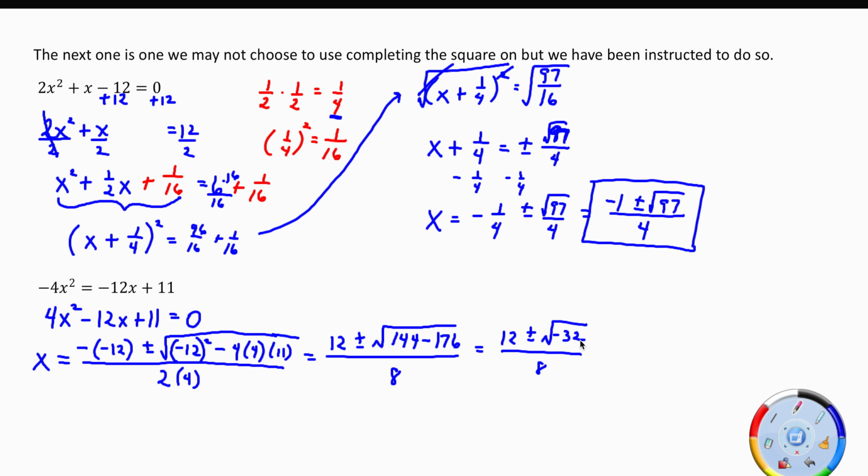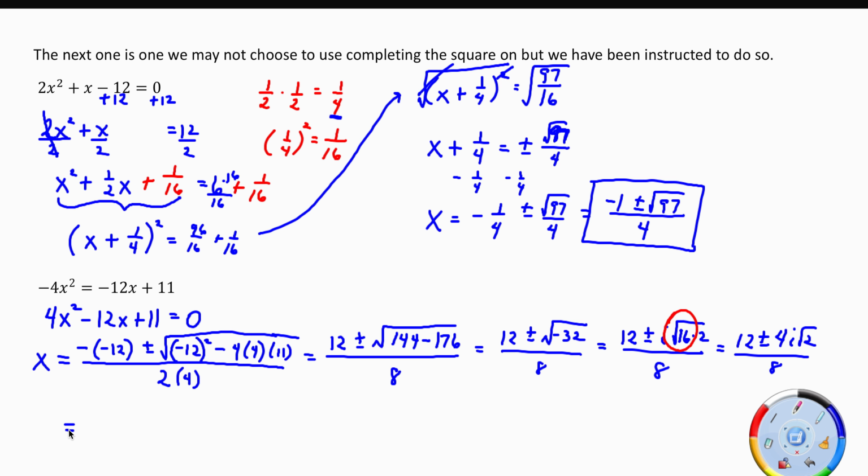Don't forget, very first thing I have to do is take that negative out from under that radical and make it an i. Now, I might want to go ahead, as I'm rewriting that, simplify that 32 to 16 times 2, because the square root of 16 is 4. So I can make this 12 plus or minus 4i square root of 2 over 8.